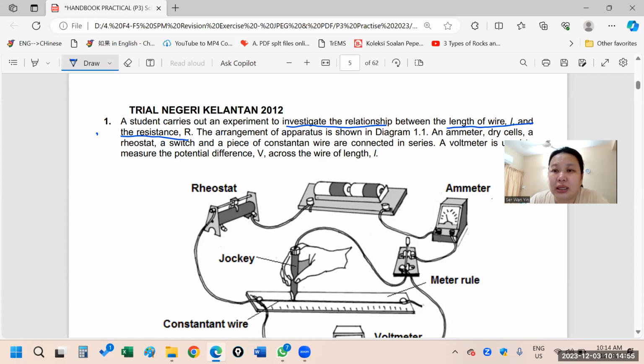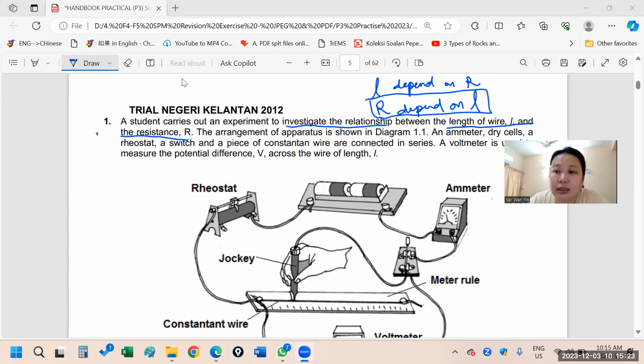Now you need to think about whether length of wire depends on resistance or resistance depends on length of wire. Which one? Yeah, R depends on length. So L is MV, manipulated variable. R is RV, responding variable. Yeah, correct, Aaron. Very good.